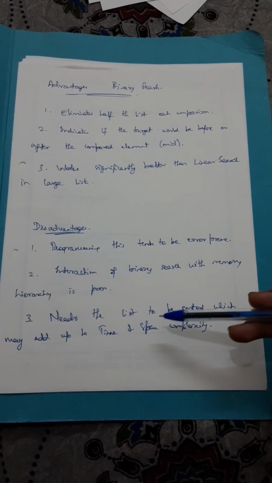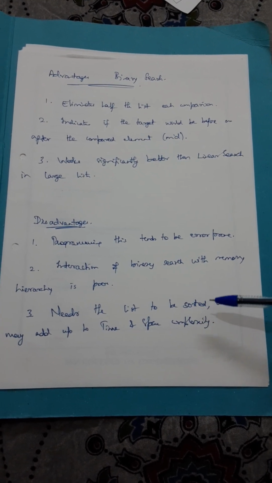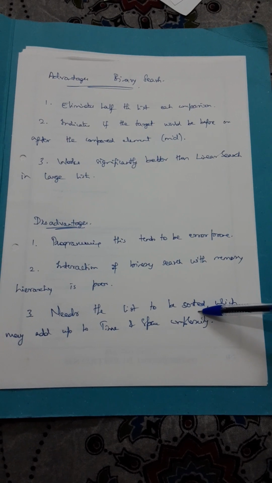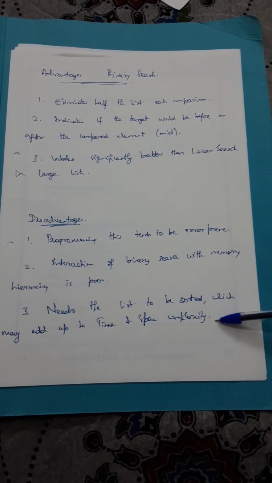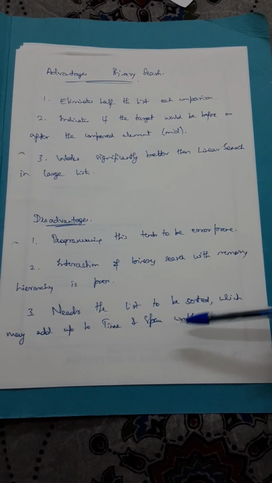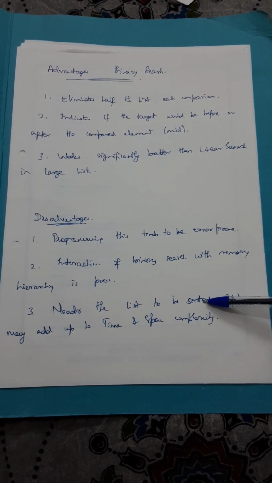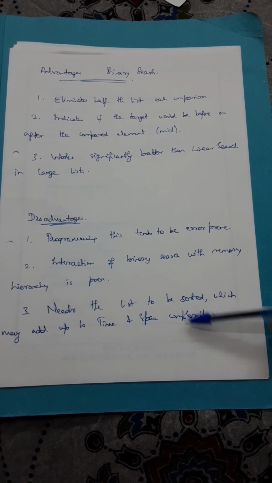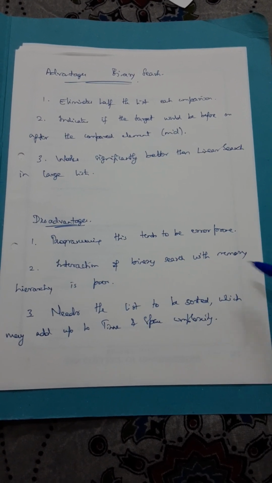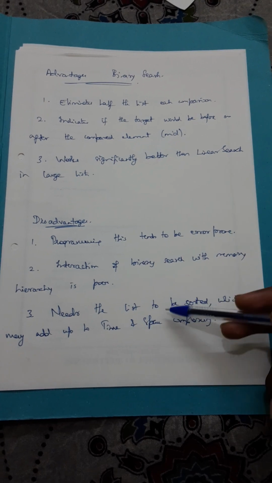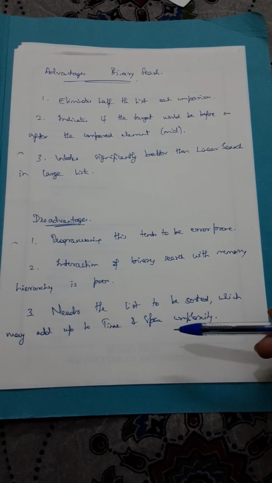Then it needs the list to be sorted, which may add to the time and space complexity. Depending on what sorting algorithm you use to sort the list, say you imagine 1,000 elements and you use bubble sort, it's not that good a sorting algorithm. That will take its own space and time complexity, rendering binary search kind of on the worse side. Linear search is definitely far worse than that, but it adds to the time and space complexity. So that's one thing to consider.